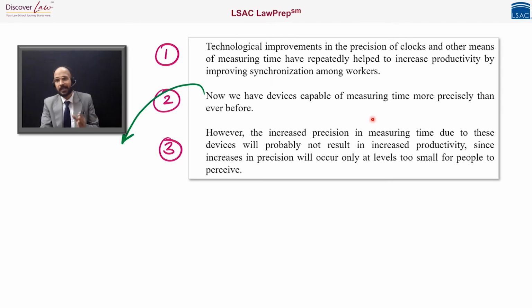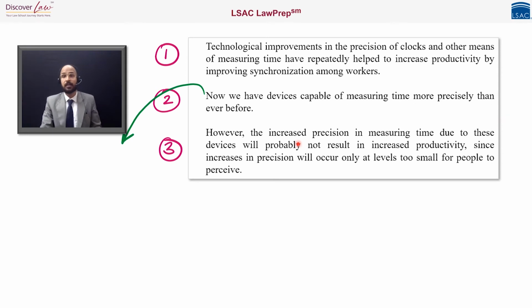If you've read these sentences, I think it's quite clear that the first sentence tells you that there have been improvements in technology for measuring time precisely, and this increased precision has helped increase productivity by something because of improving synchronization, but you don't need to bother about that. Basically, it's saying improvement in precision of measurement of time has helped increase productivity.